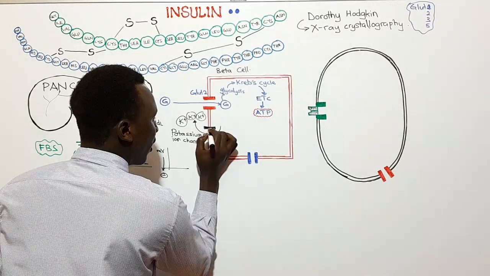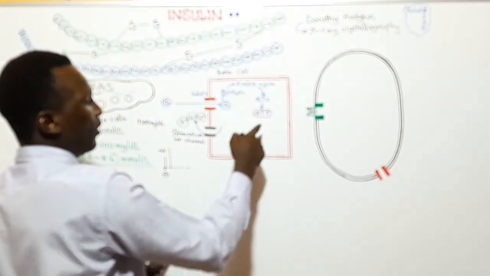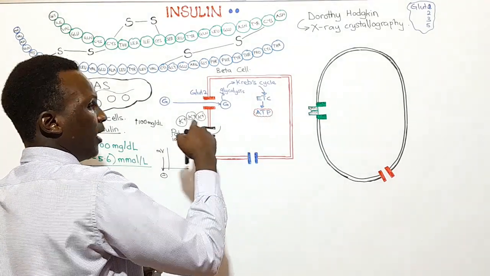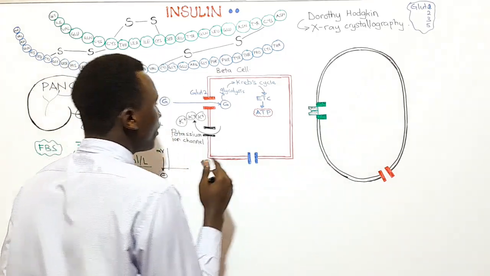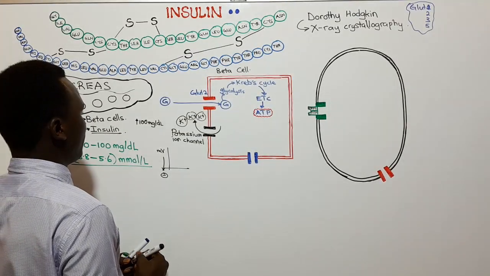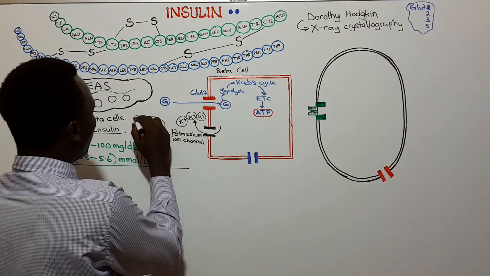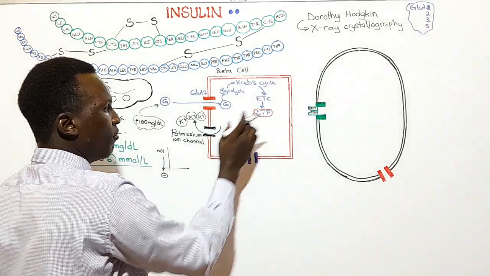So where have I brought in this? I've brought it to explain to you the relationship between the ATP and this channel that will lead to the release of insulin. This is how it happens. When the glucose concentration is high, glucose enters and undergoes that to form ATP.